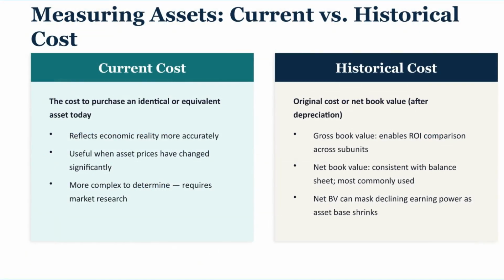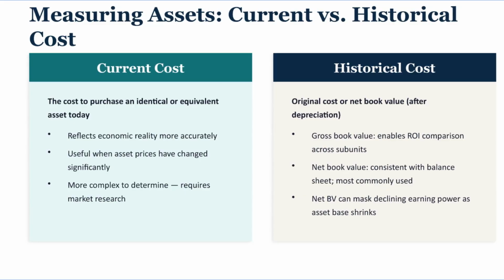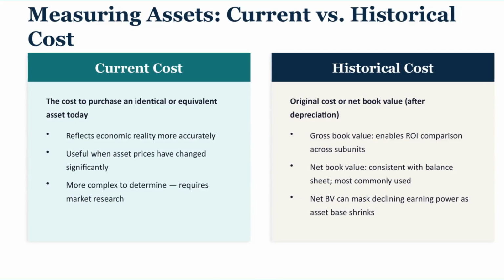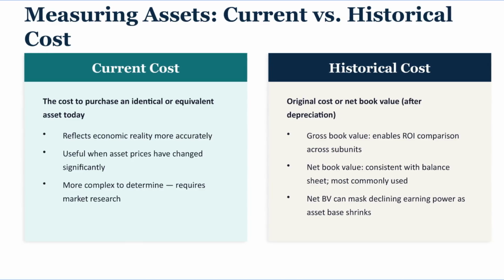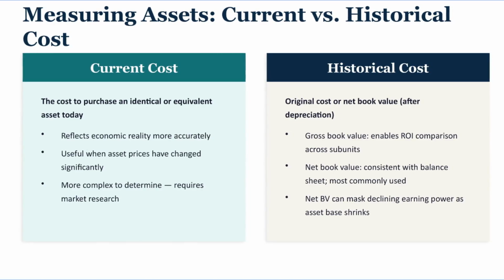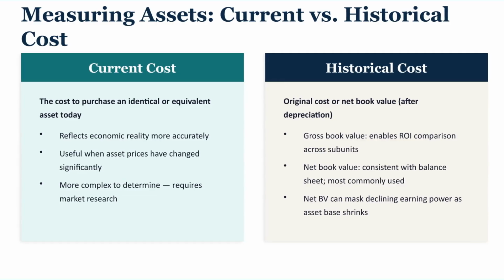When we measure assets, we have two approaches: current cost versus historical cost. Current cost uses today's purchase price for an identical asset, giving a realistic economic picture, but requiring extensive market research.